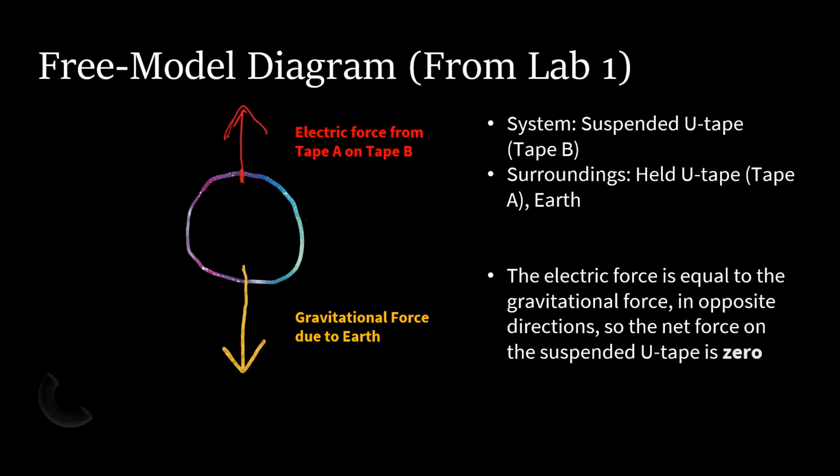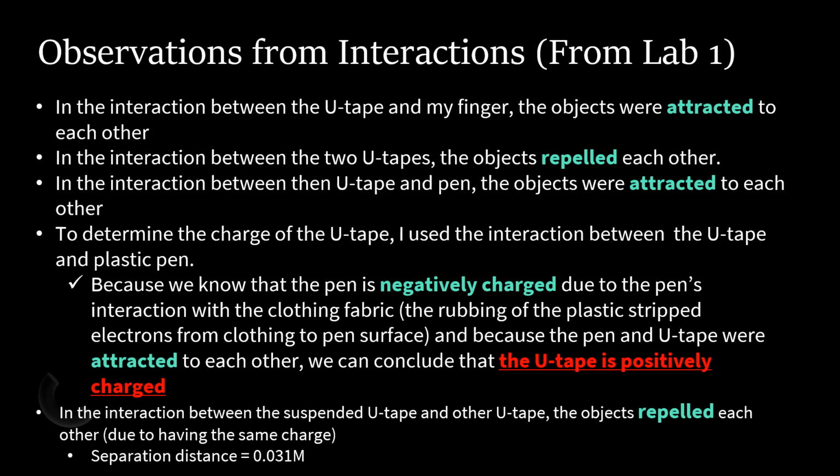Here's a quick look at the free body diagram from Lab 1. As discussed before, because the electric force is equal to the gravitational force, the U-tape that is suspended must have a net force of 0. Here's a quick summary of the observations from Lab 1. We found the U-tape to be positively charged because the pen is negatively charged and both objects were attracted to each other. We also found the separation distance to be 0.031 meters.